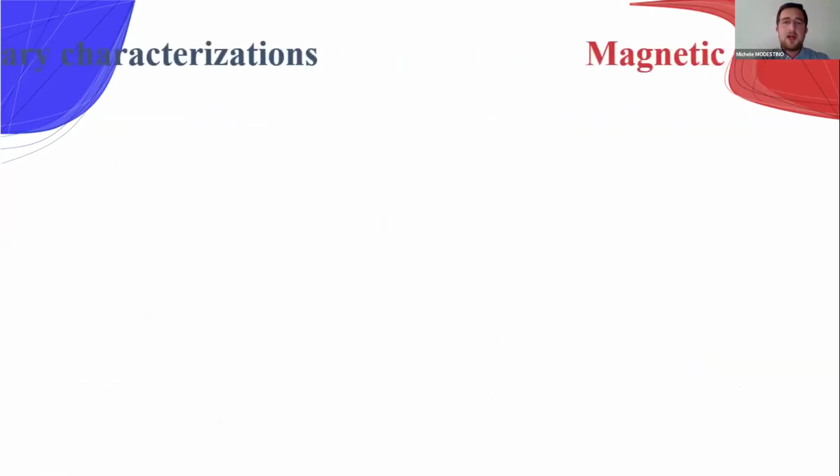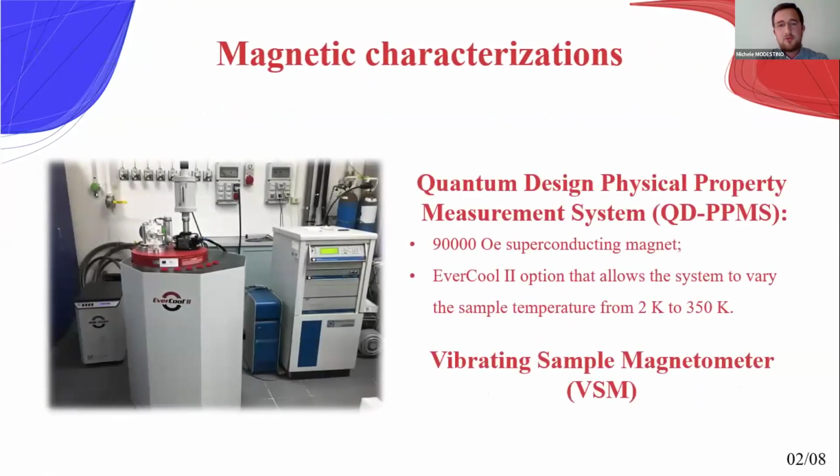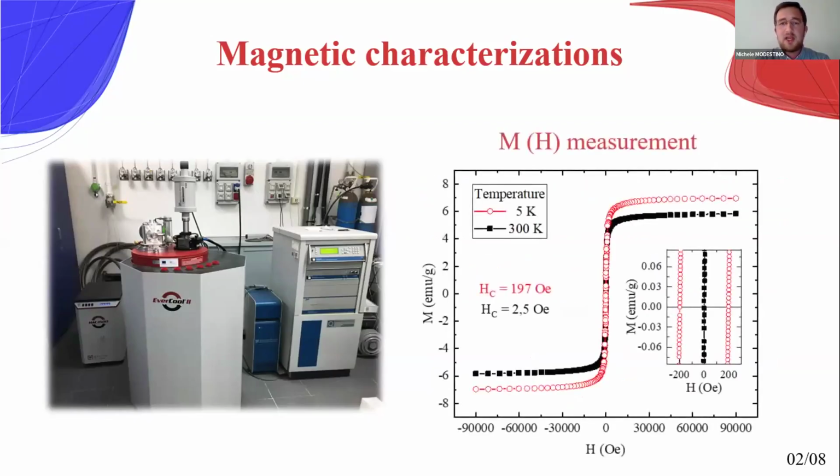Before starting with the magneto-optical characterization, we performed a magnetic characterization on the bulk material using a Physical Property Measurement System by Quantum Design, equipped with a superconducting magnet with a maximum field of 9 tesla, with an EverCool option that gives us the possibility to work in temperature. We used a vibrating sample magnetometer to perform a DC characterization. In particular, we studied the magnetization versus field at 5 Kelvin and at 300 Kelvin for this sample.